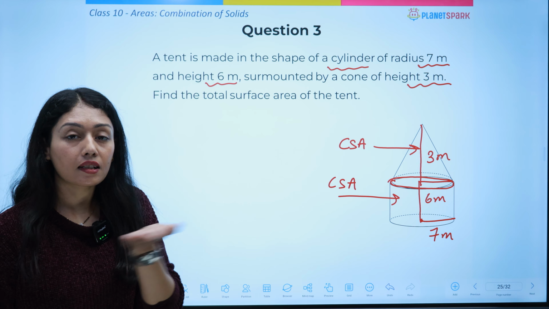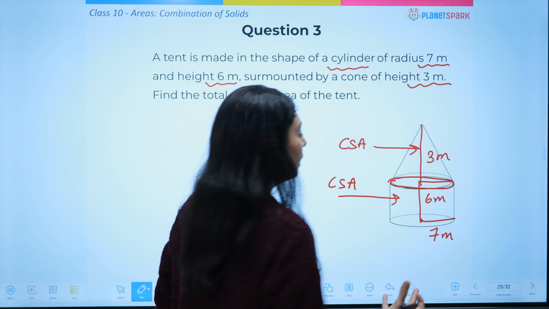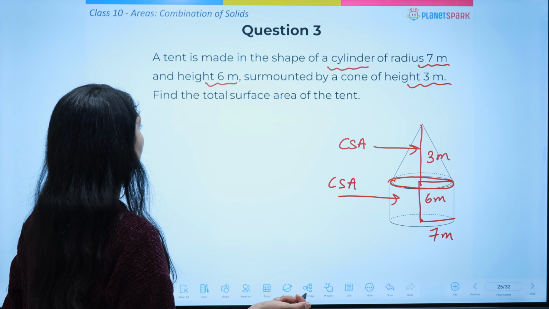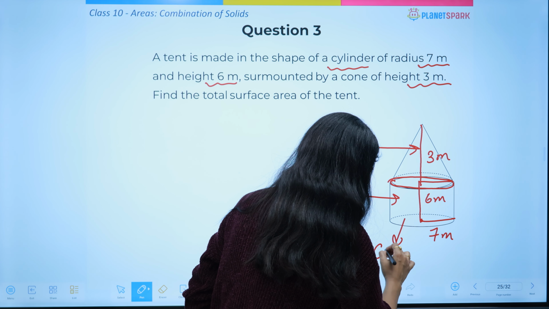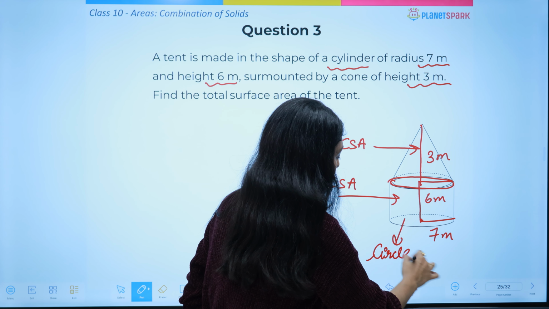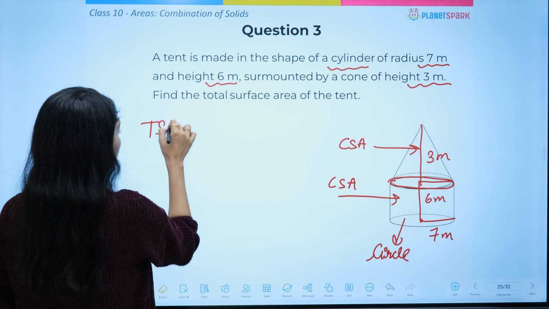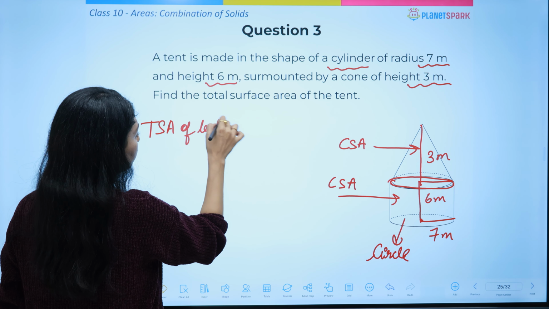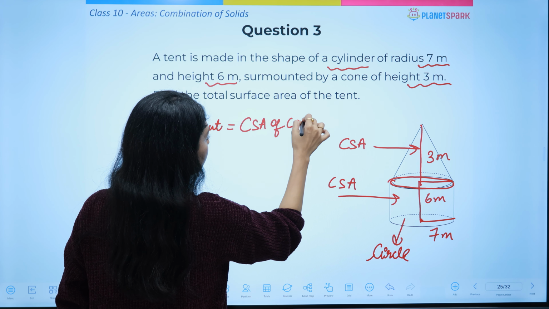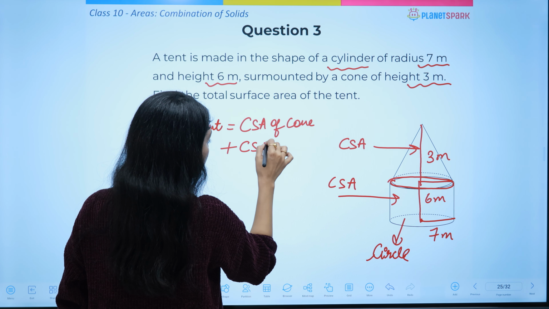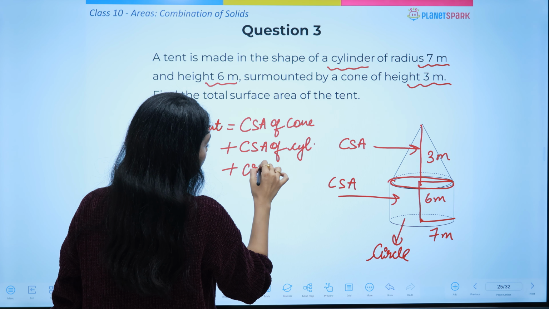Will there be a base area? Yes. Have you ever gone camping, everybody? You can try building tents there, right? We have a base, if it's not mentioned explicitly. So we'll be considering this circle here as well, the circular base. We'll be adding all these three areas to get the total surface area. So the total surface area of the tent is given by the CSA of cone plus the CSA of cylinder plus this circular base.